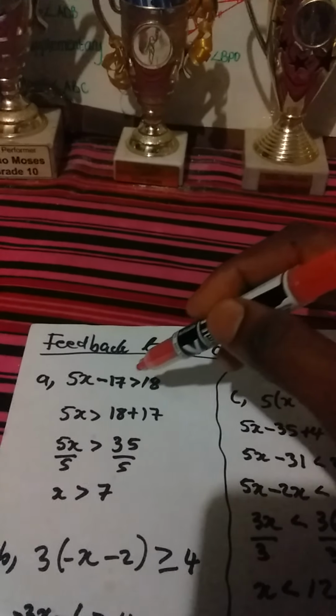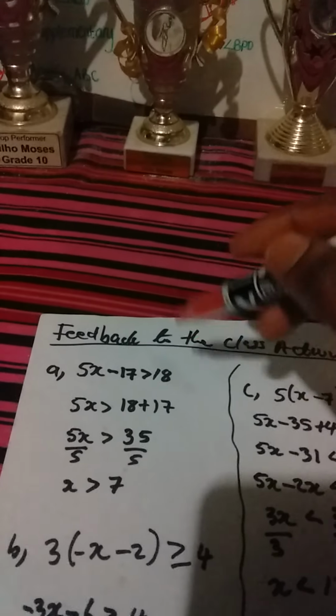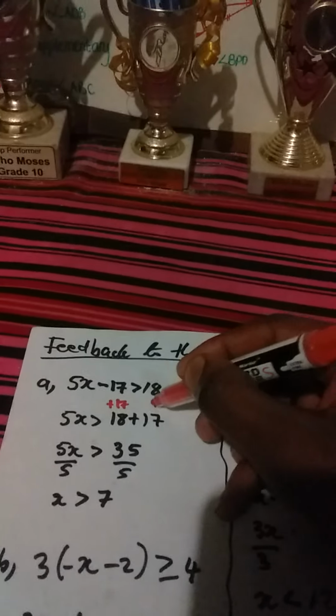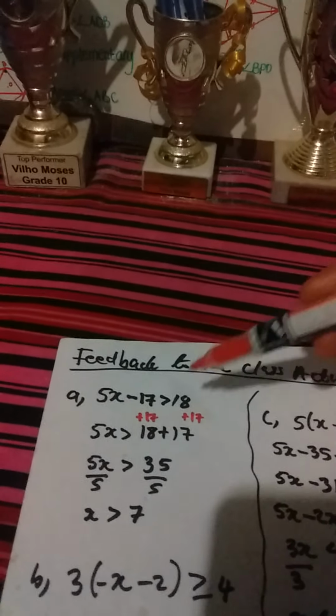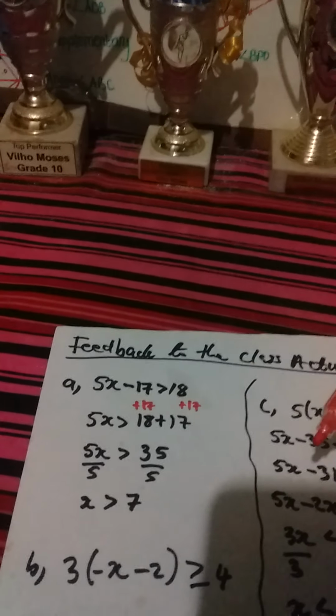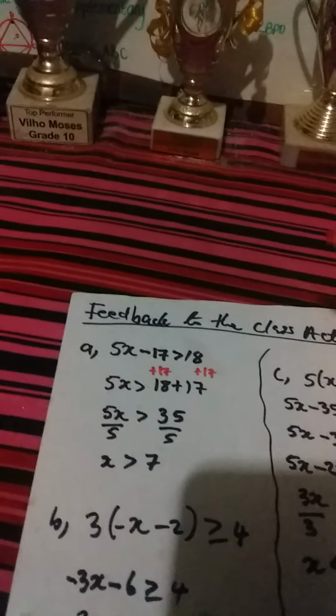And remember, the moment you transfer a term from one side to the other side, the sign has to change. So in other words, we are adding 17 on both sides. That will be 5x greater than 35, because 17 plus 18 will give us 35. And the final answer will be x greater than 7.